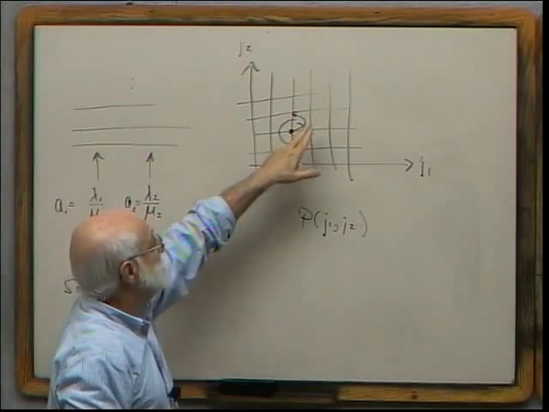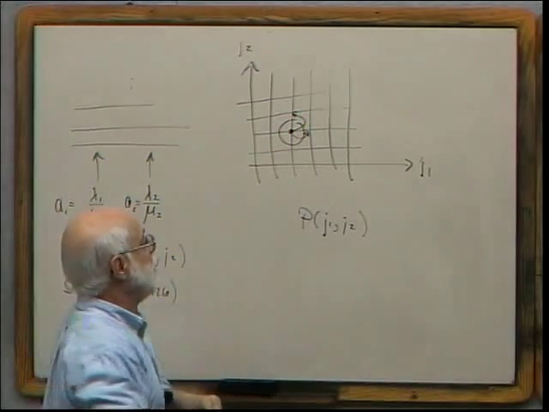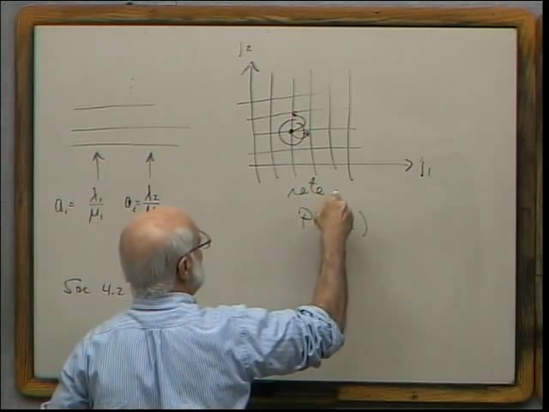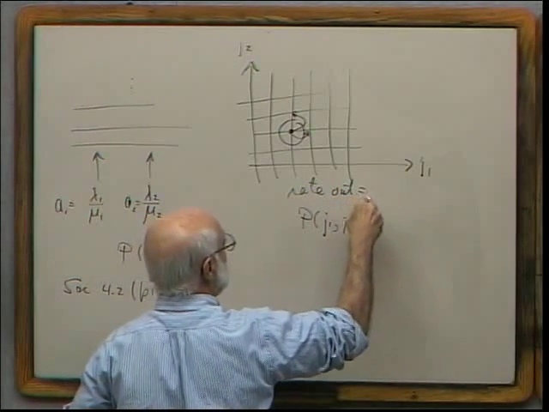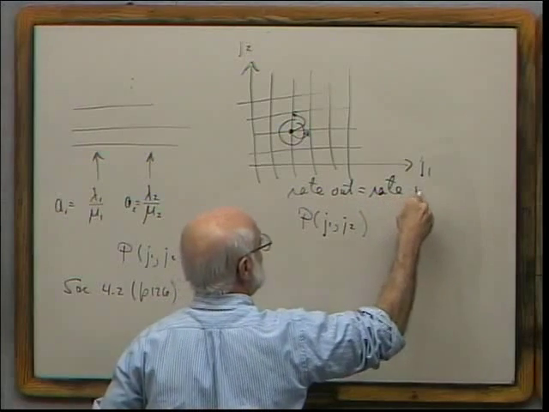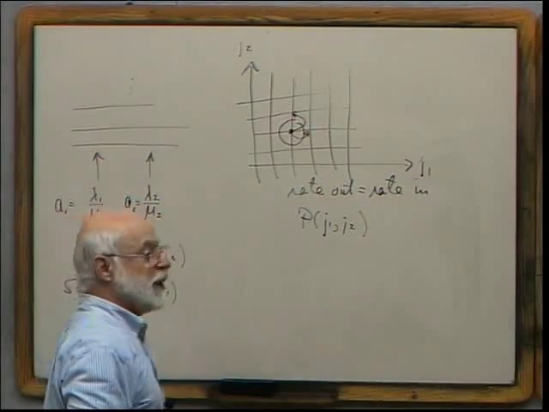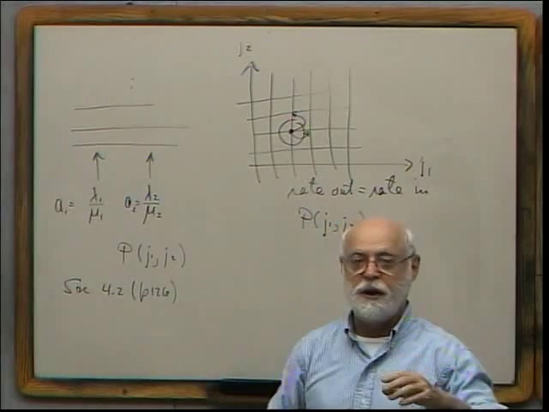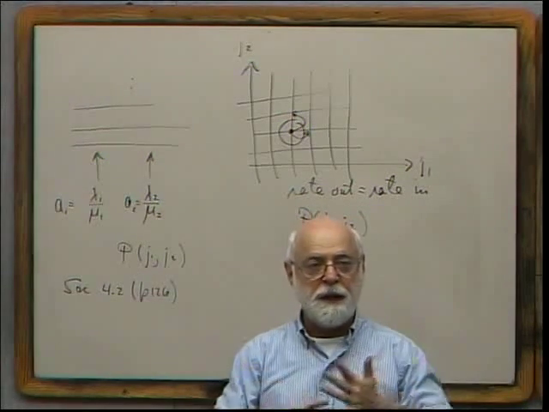So what I have is, for each state, rate out equals rate in. And I'm going to make the same kind of assumption I made before for the one-dimensional birth and death process, which is that every transition is simply a single arrival or departure.